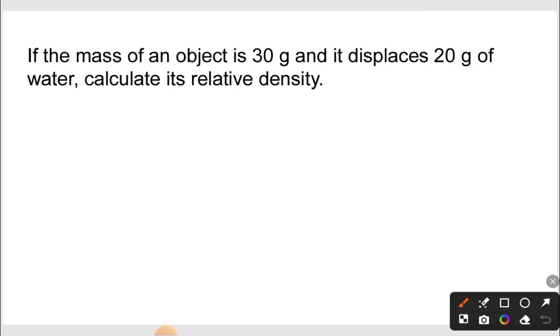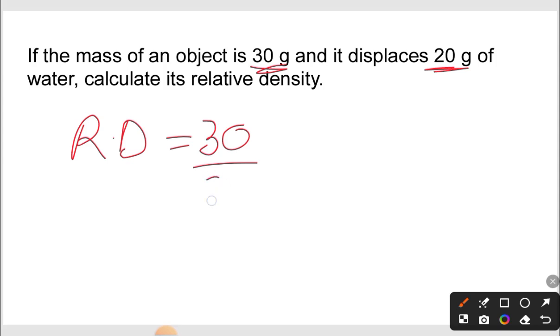So I guess you can try this. You can pause the video and try this question. So if the mass of an object is 30 grams, it displaces 20 grams of water. Calculate its relative density. So with this, relative density equals mass of object over mass of water. So the mass of the object is 30 over mass of water is 20. So work it out, you're going to have 1.5.